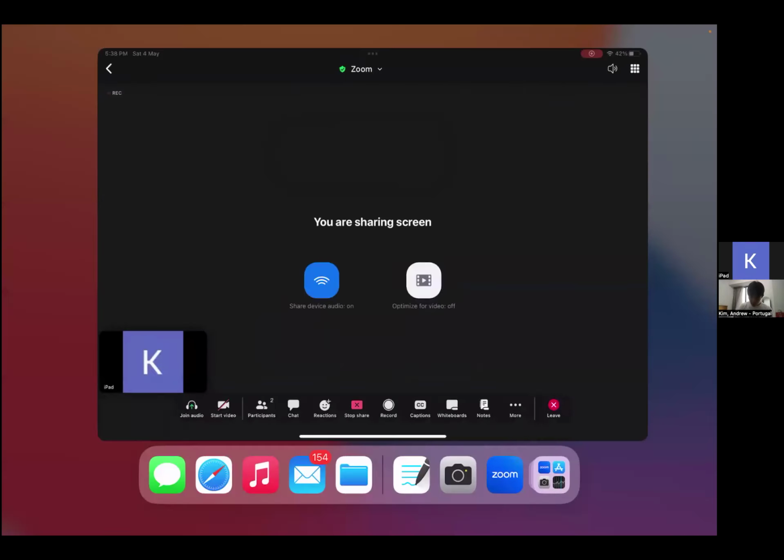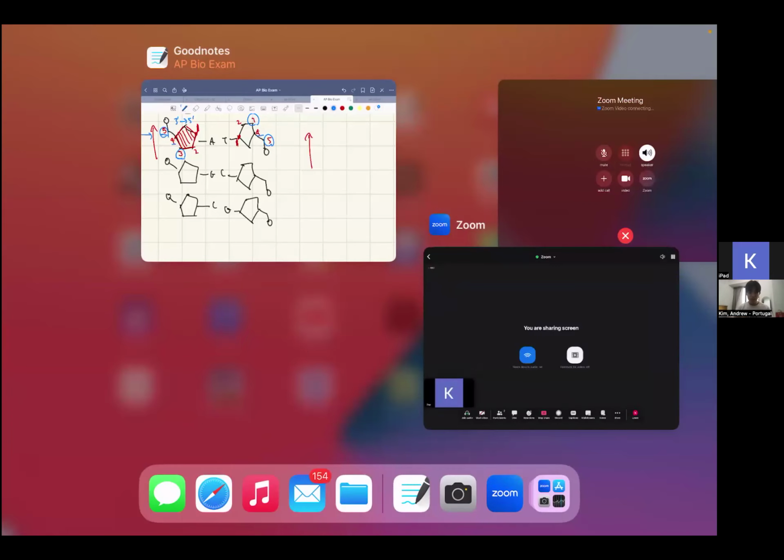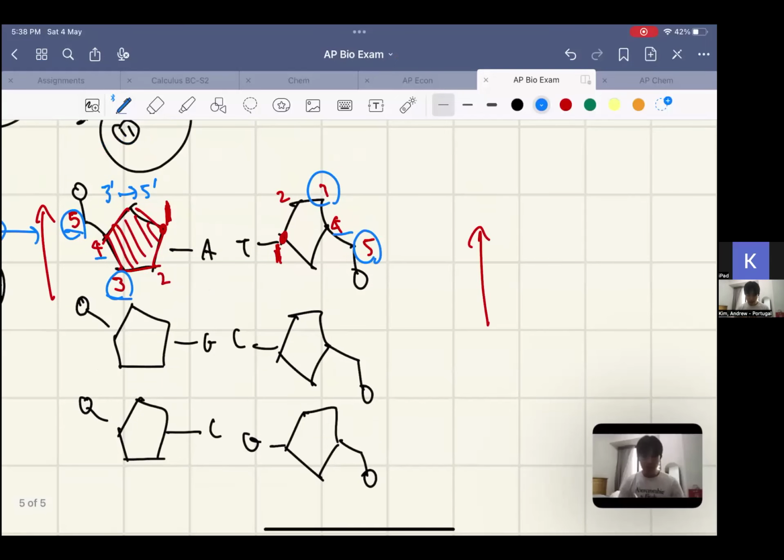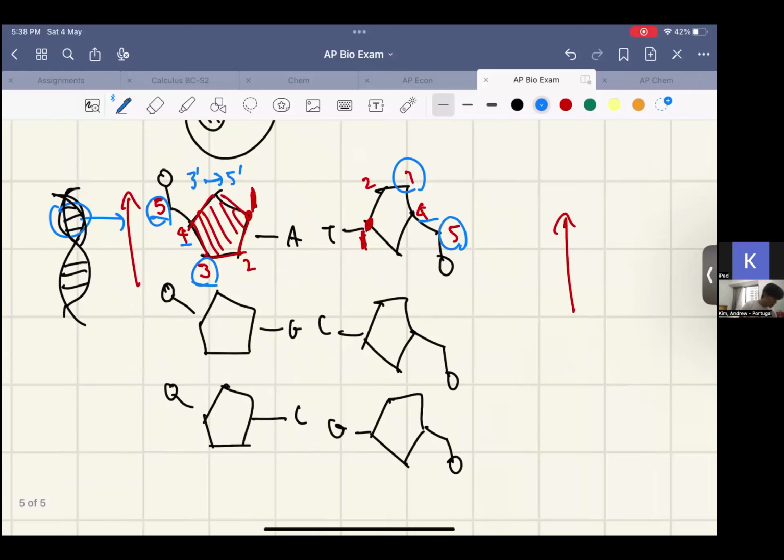Okay, so going back to the explanation, as you see, on the left side, we have 3 to 5 direction, and on the right side, we have 5 to 3 direction, right? So you can see how the directions are different on both sides, right? Now this direction will become very important later. So from now on, just remember how the structure looks, how they're in opposite directions, and we read the direction based on the carbon numbers, okay?